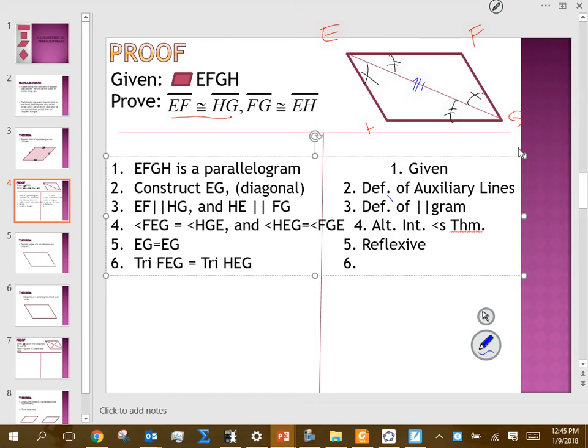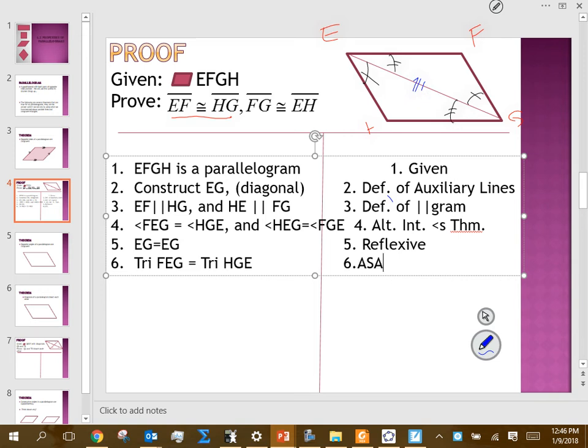F, E, G. That needs to be, it's H, G, E, right? F to E to G. So yeah, H to G to E. All right. What's the order of the parts here? You got an angle, and then a side, and then an angle. So that's angle, side, angle.